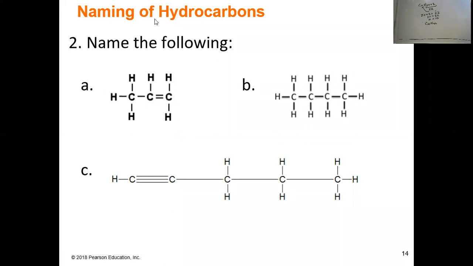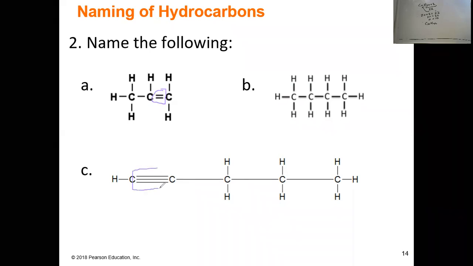And just right off the bat, if this were me, I would be focusing on locating any multiple bonds first. So right over here, I see a double bond, so I know I'm going to need an ene ending. In this example here, I see only single bonds, so I know I'll have an ane ending. Over here, I see a triple bond, so I know I'll have a yne ending. And then the beginning of my name is going to come from the number of carbons present. So take a second, get the answers in your head, pause it if you have to.